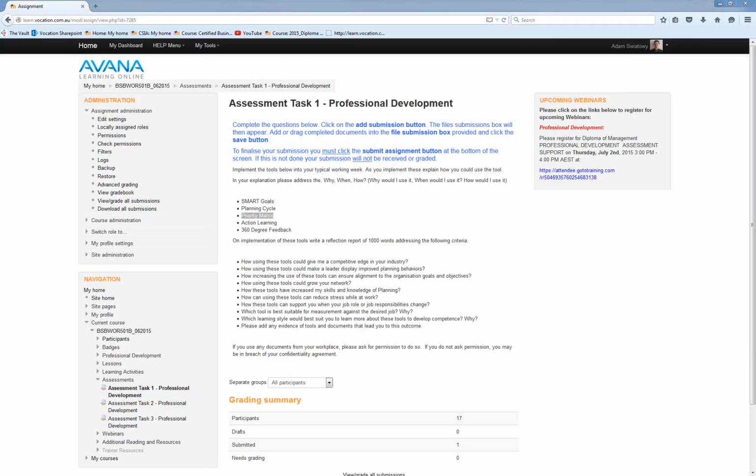Action learning, the interesting thing is action learning is really used in business as a team problem solving skill or technique. So business use it as a team problem solving technique. There's not a lot of information in the learning materials about action learning.